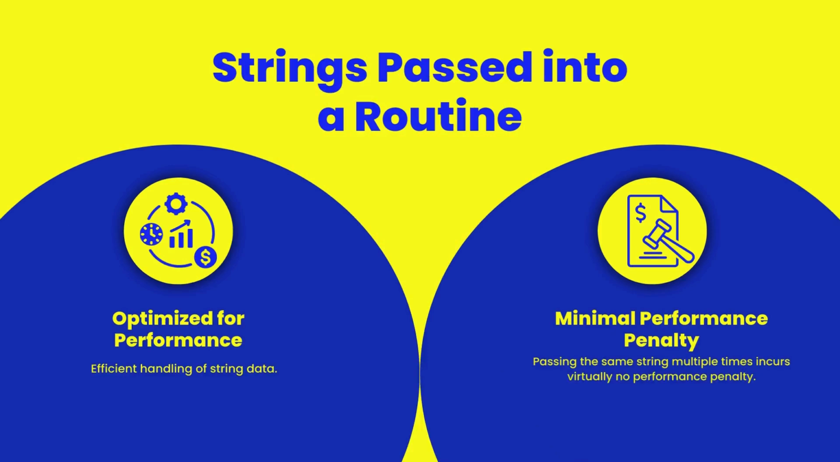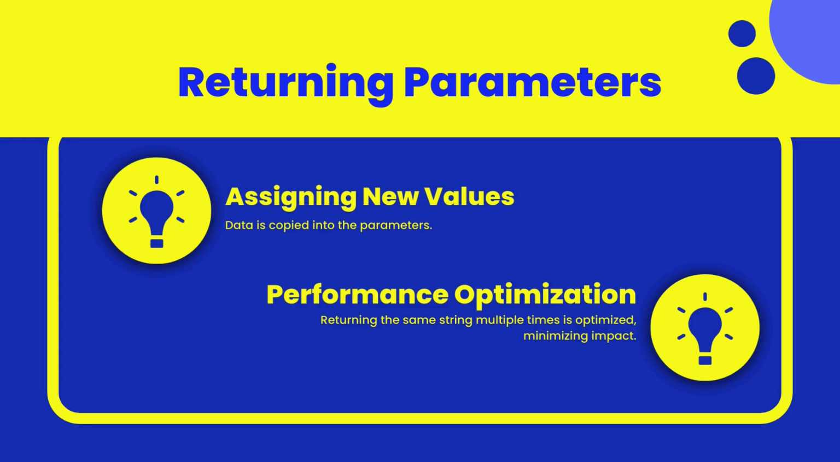Strings passed into a routine are optimized for performance. Passing the same string multiple times incurs virtually no performance penalty, ensuring efficient handling of string data. New values are assigned to parameters by copying data into them. Returning the same string multiple times is also optimized for performance, resulting in minimal impact.